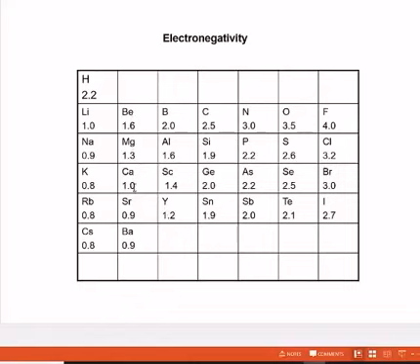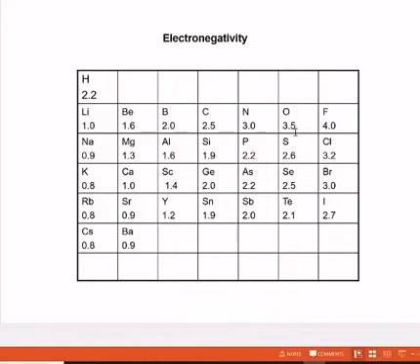All right, now there's maybe some discrepancies along the way, but going from left to right, electronegativity increases across any row. Going from bottom to top, electronegativity also increases.